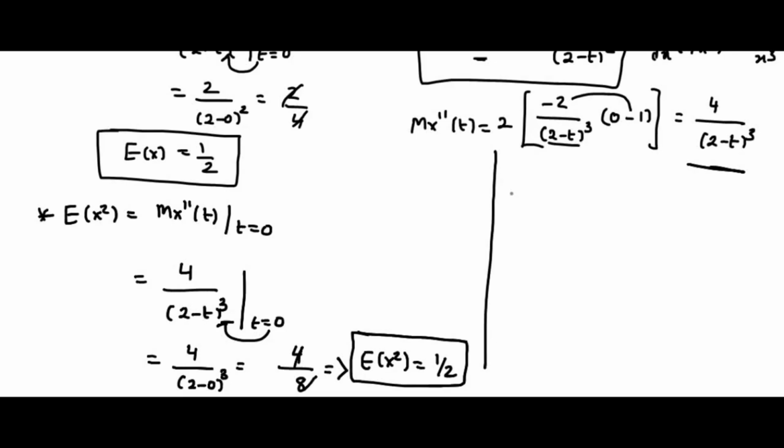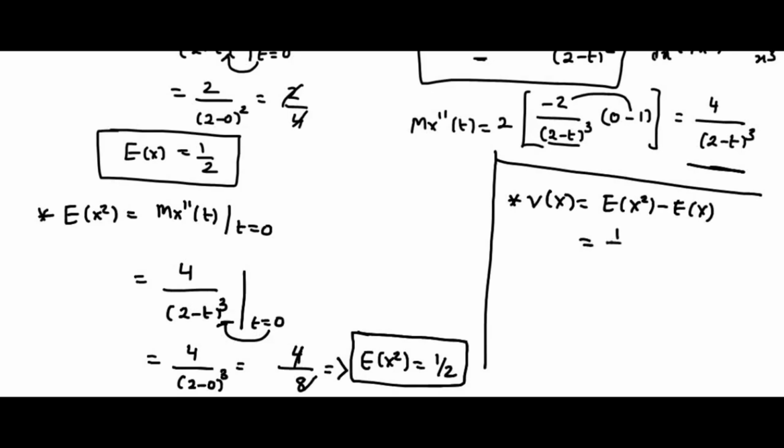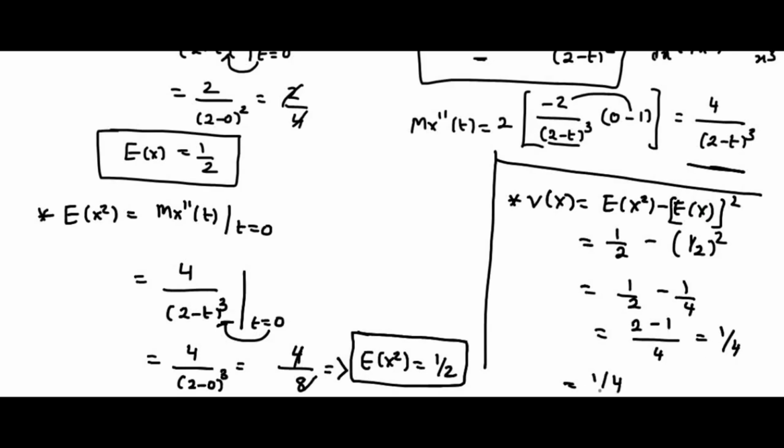Now we find the variance of X. How to find the variance of X? We know V of X equals E of X squared minus (E of X) squared. E of X squared is 1/2, and E of X is 1/2, squared gives 1/4. So we get 1/2 minus 1/4. Taking LCM 4, we get 2 minus 1, that is 1/4. This is the variance of X answer.